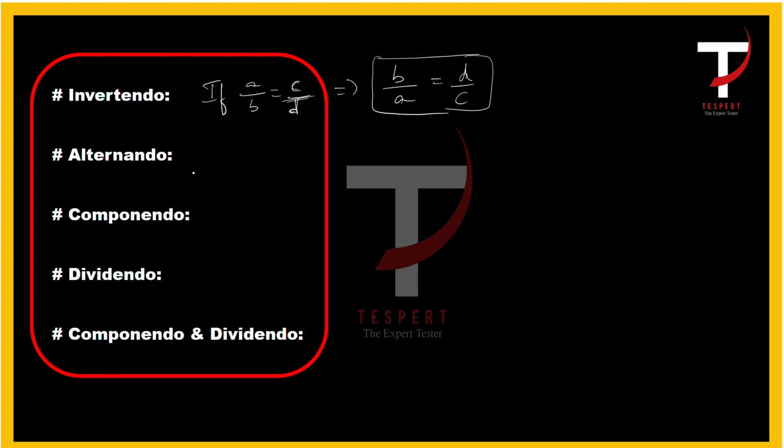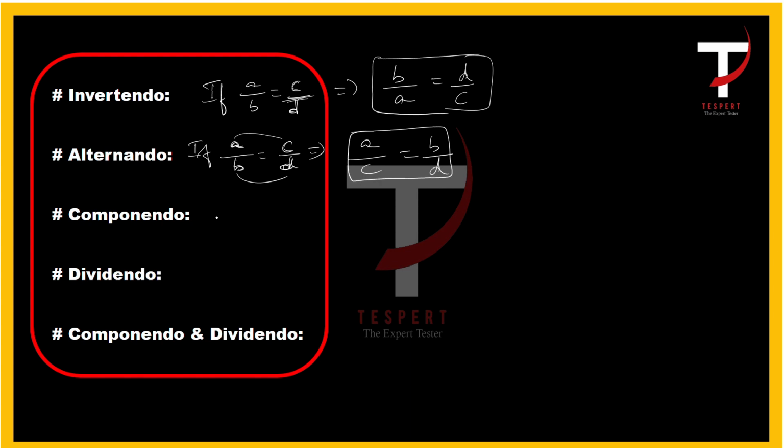So what is meant by alternando? If A by B is equal to C by D, then how can we express A by C is equal to B by D? So here, just to remember, we are taking the alternate of this, A, C and B and D. So A by C is equal to B by D, right? So this is known as alternando.